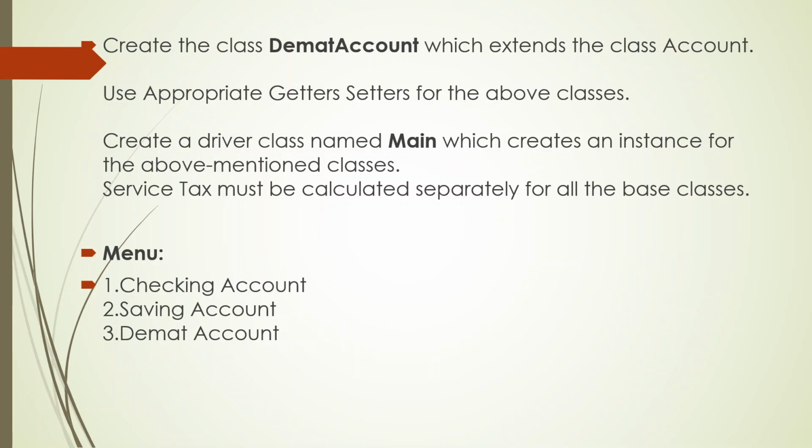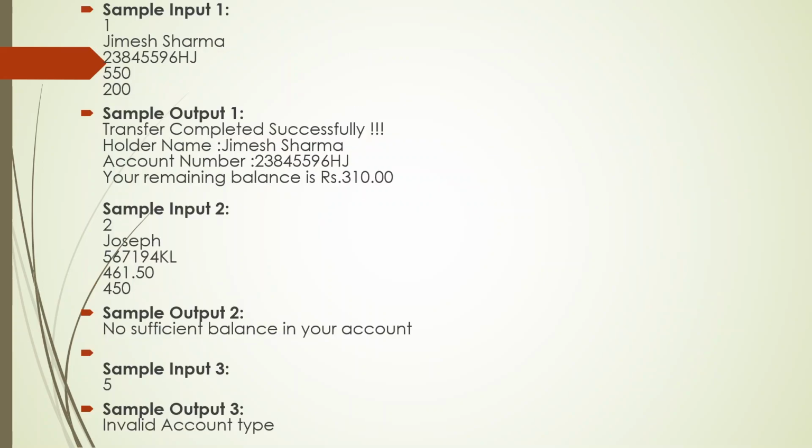This is the menu. If the user chooses 1, it should go to the checking account. If the user chooses 2, it means the savings account. If the user chooses 3, it means the demat account. And this is the sample input.